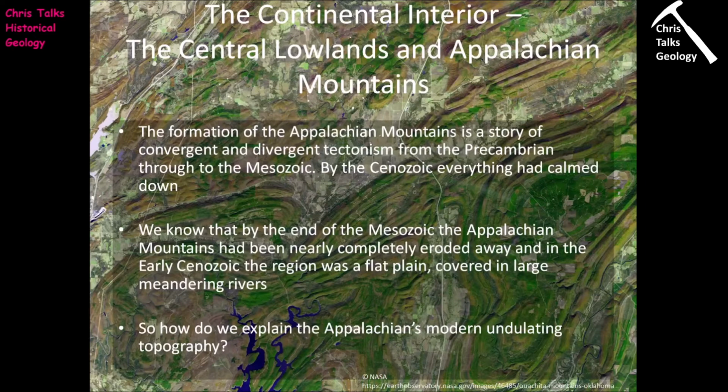So now we're going to move over to the east coast, and we're going to think about the central lowlands and the Appalachian Mountains. So the formation of the Appalachian Mountains is a story of both convergent and divergent tectonism from the Precambrian all the way through to the Mesozoic. So we know that the east coast, essentially during the Paleozoic, obviously underwent the Taconic, Acadian, the Neoacadian and the Alleghanian orogenies. All of those four combined are called the Appalachian orogeny.